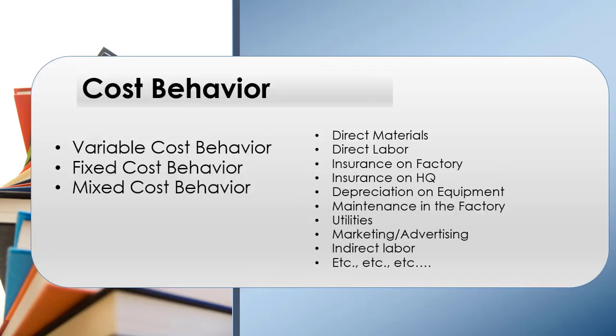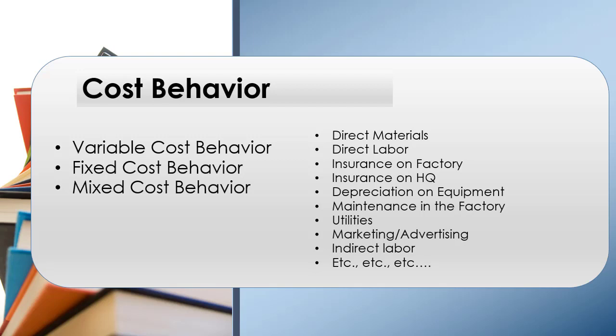It's important to note that we're not talking about different costs. We're talking about the exact same costs that we used before. Direct materials, direct labor, insurance, all the costs that were associated with manufacturing overhead. What's different is we're looking at categorizing them differently.